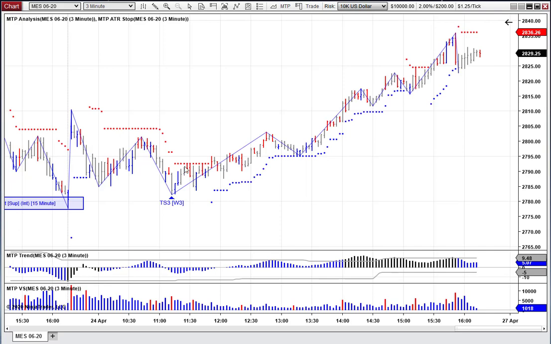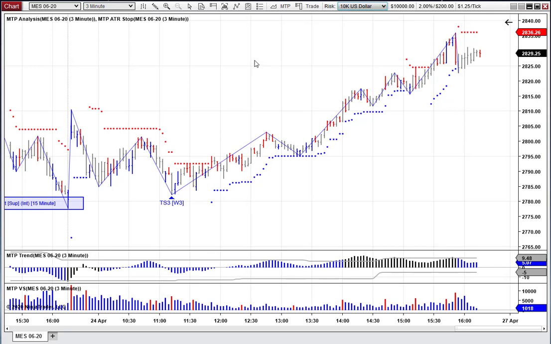Right, let's have a look at an example that unfolded on Friday using the MES, which is the micro of the ES or the US E-Mini. There's the same trade setup on the actual ES itself, but I wanted to show you how we can do this with a slightly smaller account. Normally we use a $20,000 account. You can see up here risking 2% of that, which means a $400 risk, but I'll have a look using a slightly smaller account, say a 10k account, in today's video.